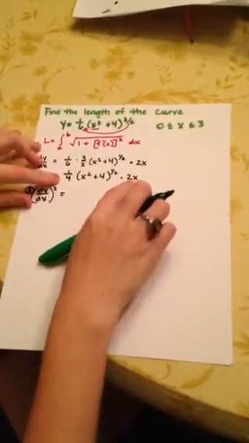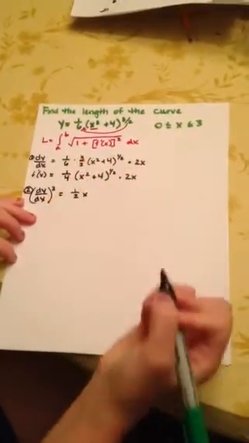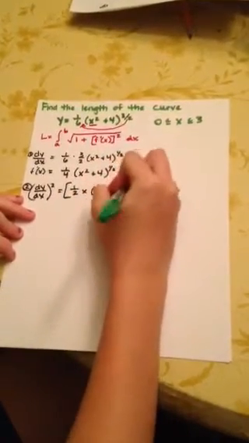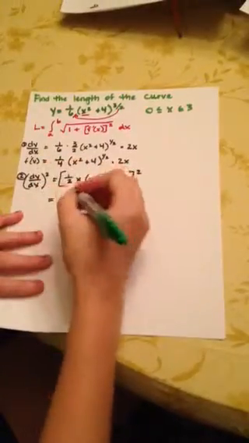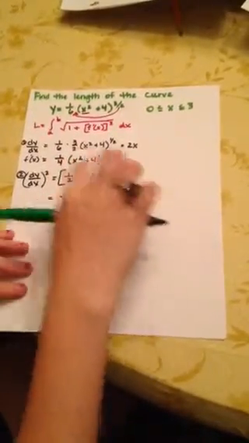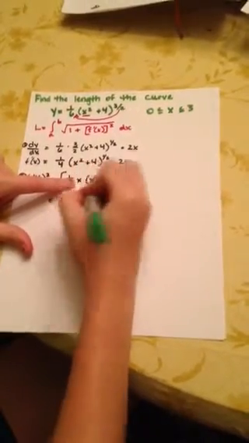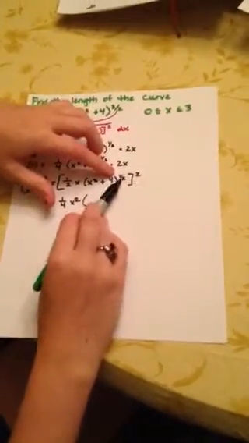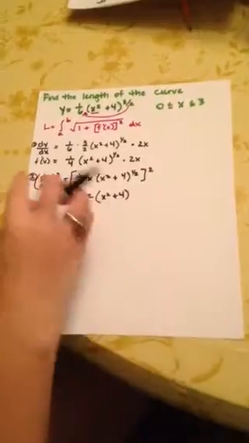A 2 over 4 is just going to be 1/2. So we have 1/2 x times (x squared plus 4) to the 1/2, that whole quantity squared. Now we have to multiply this out and square the function. We distribute the square to everything, so that's 1/4, that's x squared, and since this is 1/2 and this is 2, we multiply those two together, which just gives us 1. So we have x squared plus 4. And this is our squared function.